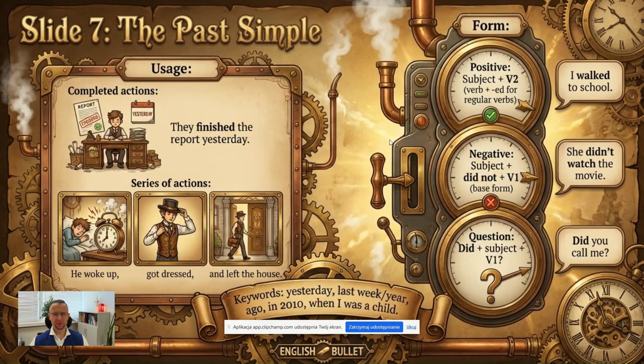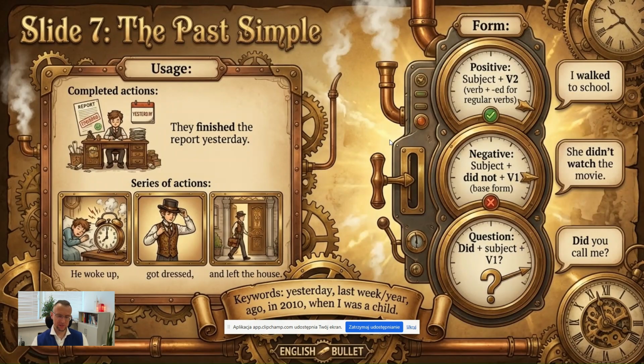Or when we talk about a series of actions, like when we describe our day, or when you are reading a book, the stories and sequences of events are pretty often described with past simple. He woke up in the morning, he got dressed, and then he left the house. All those activities already happened, but you have the sequence. First he woke up, then he got dressed, and he left the house.